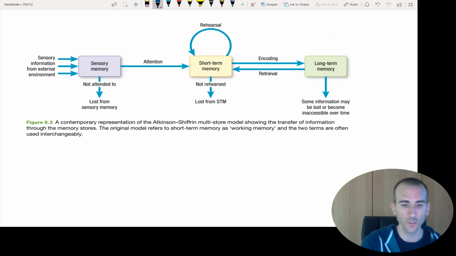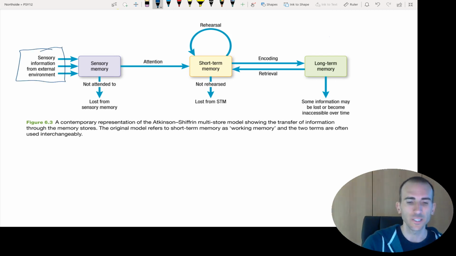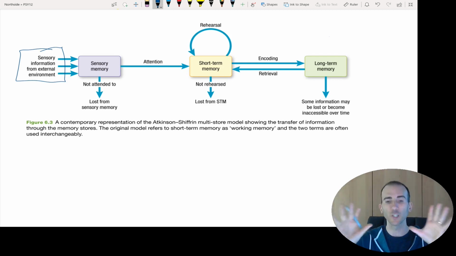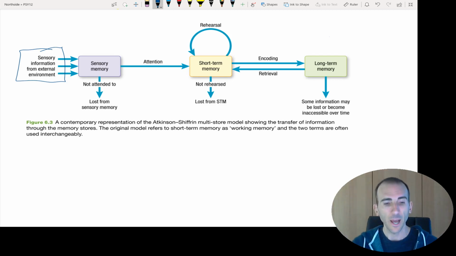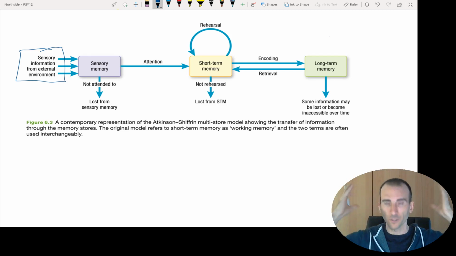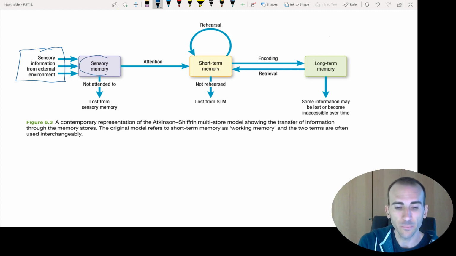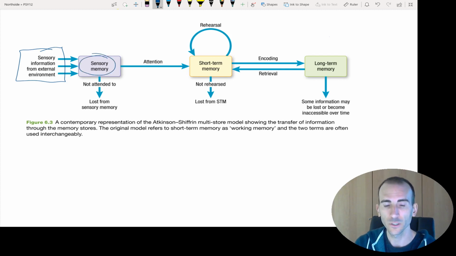So it starts on the left here, with some kind of sensory information from the external environment. In the last lesson, I talked about the Mona Lisa. So let's say I'm looking at the image of the Mona Lisa. That's sensory information in the external environment. There's visual information. That needs to enter through the eyes and go to the visual cortex and all that. And what Atkinson and Shiffrin said is it actually enters this special type of memory store called sensory memory.